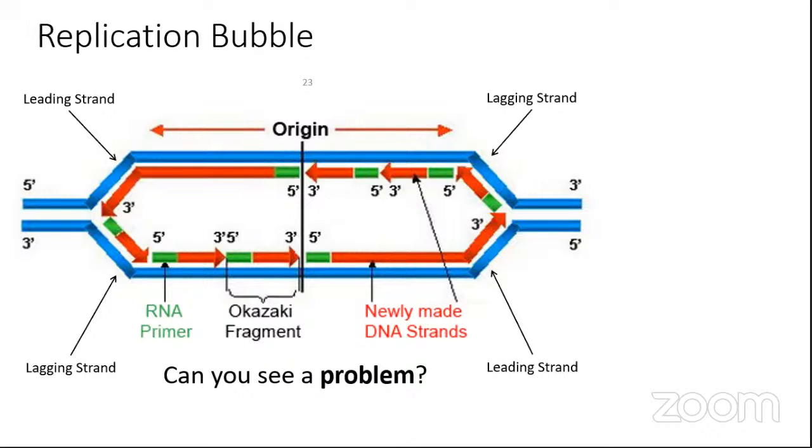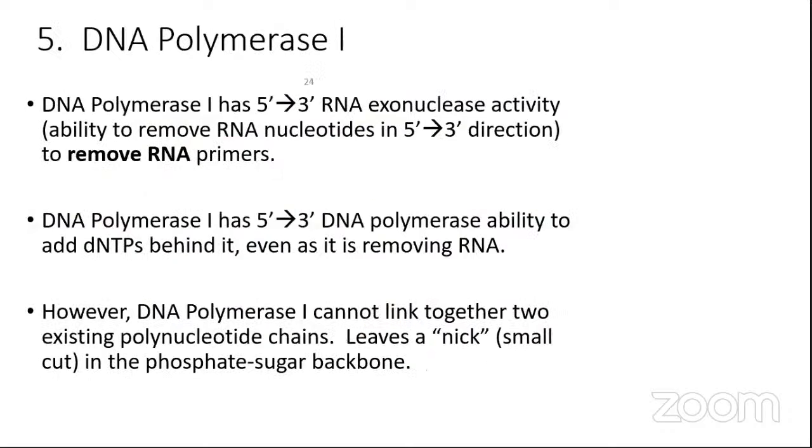The major problem seen here is the green portion, which is an RNA primer. In an organism with DNA as the genetic material, no RNA can be included in the cell during replication. So to remove that, we need DNA polymerase 1. DNA polymerase 1 has 5' to 3' exonuclease activity, that is, it can remove the RNA primers in the 5' to 3' direction.